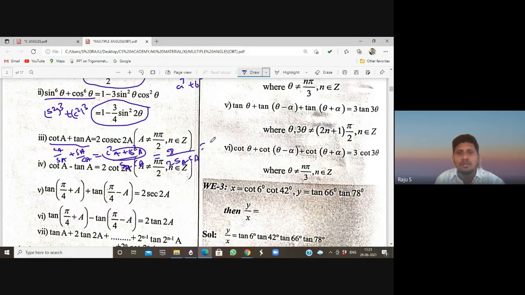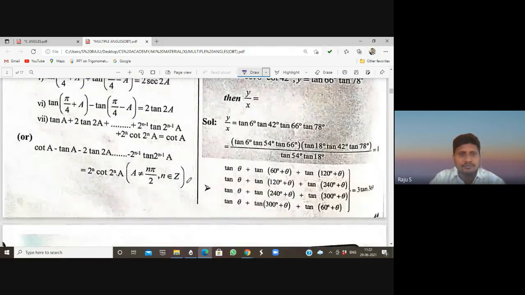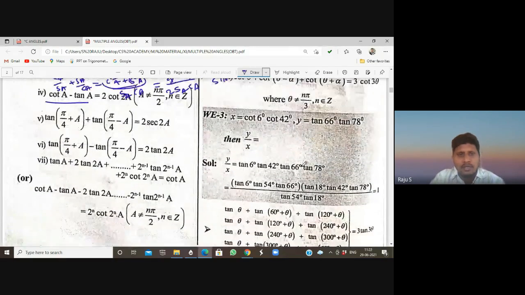Dividing by 2, 2 by 2 sin A cos A is sin 2A. 1 by sin A can be written as 2 cosecant 2A. Roughly I am deriving here, so everything will be easy. In the same way, cot A minus tan A becomes 2 cot 2A, right? So a few formulas are there that you have to remember.